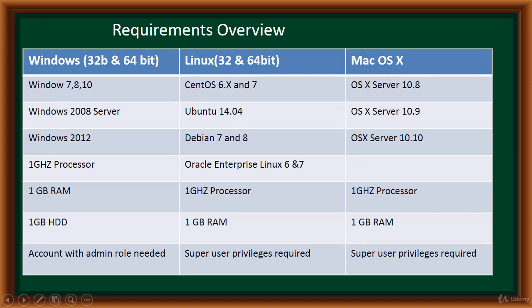For Linux, if you are running Linux 32 or 64-bit, these are the operating systems you can use. You can use CentOS 6.x and 7, Ubuntu 14.04, Debian 7 and 8, Oracle Enterprise Linux 6 and 7, and again, a minimum of 1 gigahertz processor speed is required. 1 gigabyte RAM. You need to have super user privilege on an account. You need that before you can perform the installation.